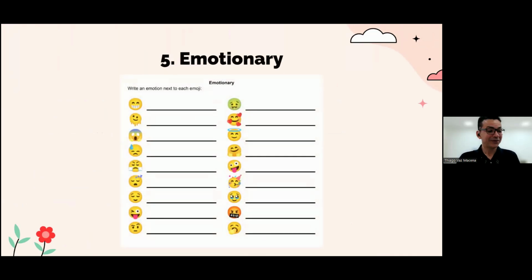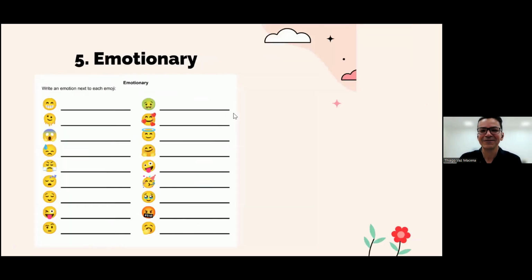Now I'm going to talk about the fifth activity. If I'm going too fast, you can let me know, but I'm taking control of the time here with a timer. Emotionary is one of my favorite activities, and it's super simple. I adapted this activity from a website. I can't recall which. I search a lot of websites for ESL activities online, and I adapted it personally to my taste and to my students' context. As you can see, these are WhatsApp emojis, but I'm going to let you know how I came to this.